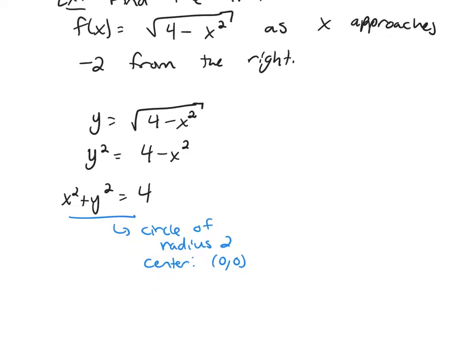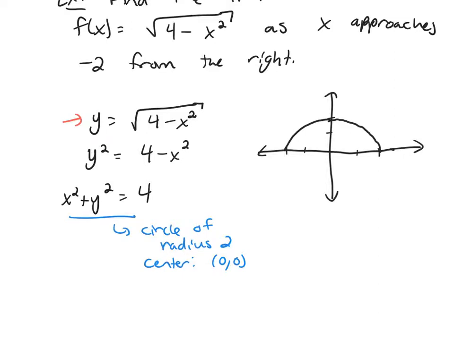But this graph is not the entire circle. If I go back to my original equation, you'll see that y is a square root. Well, that means y can only be positive. And so it's only the upper half of the circle of radius 2. I'm going to try and draw a decent looking circle for you here. Radius 2 centered at the origin.